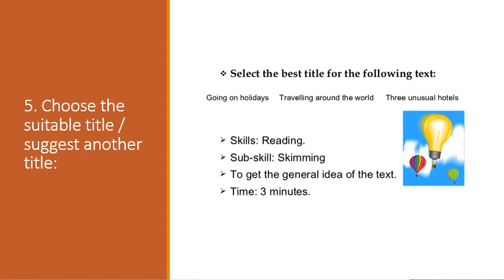Now another post-reading activity is choosing a suitable title, another title for the text. Okay, they have already studied the title, they have already studied the text. Now is the time to either ask them to suggest another title, or you can give them a few titles and then ask them to choose the best one, the suitable one. Okay, for example, related with those 3 unusual hotels, 3 titles are given here. If you have not shown the title, then you can ask them to write the title. But if they are already aware of the title, then you can ask them to suggest another title or to select another title.